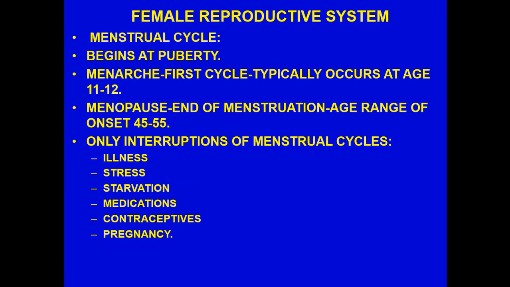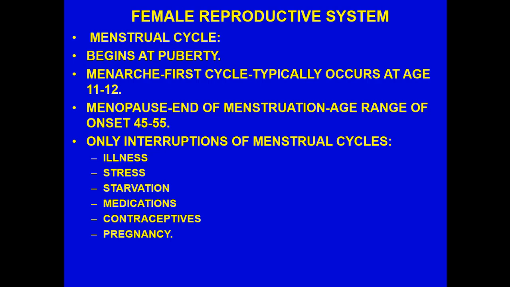The menstrual cycle will begin at puberty. The term menarche is really a young woman's first cycle. It typically will occur somewhere in the age of 11 to 12. The term menopause refers to the end of menstruation. This is an age range somewhere between 45 to 55. Some women have had it earlier. Some women have had it a little bit later.